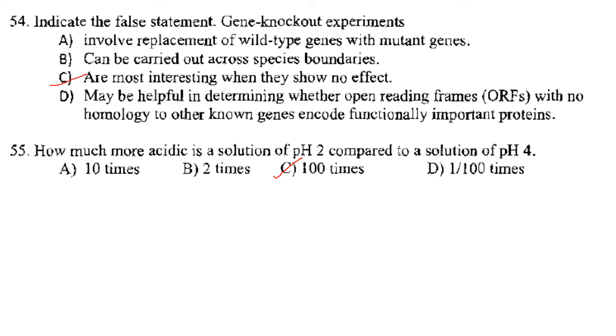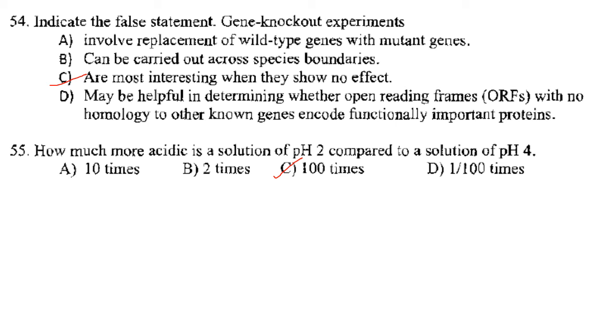Okay, next question. Indicate the false statement. Gene knockout experiments involve replacement of wild type gene with mutant genes. Yeah, that's correct. Can be carried out across species boundaries. Yes. Are most interesting when they show no effect. So that is not the correct statement. It is the false statement. So answer is option C. May be helpful in determining whether open reading frames with no homology to other known genes encode functionally important proteins. That is also correct.